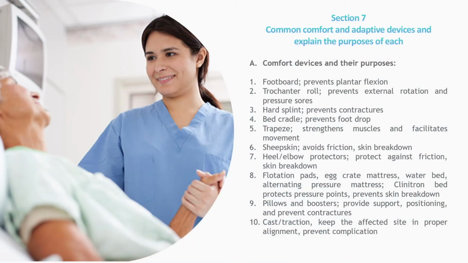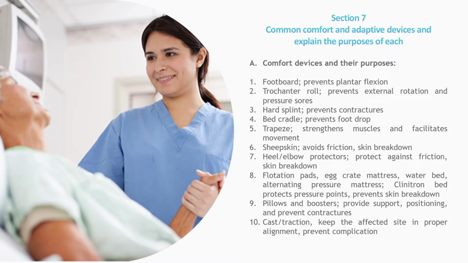Section 7. Common comfort and adaptive devices, and explain the purposes of each. Comfort devices and their purposes. Footboard prevents plantar flexion. Trochanter roll prevents external rotation and pressure sores. Hard splint prevents contractures. Bed cradle prevents foot drop. Trapeze strengthens muscles and facilitates movement.